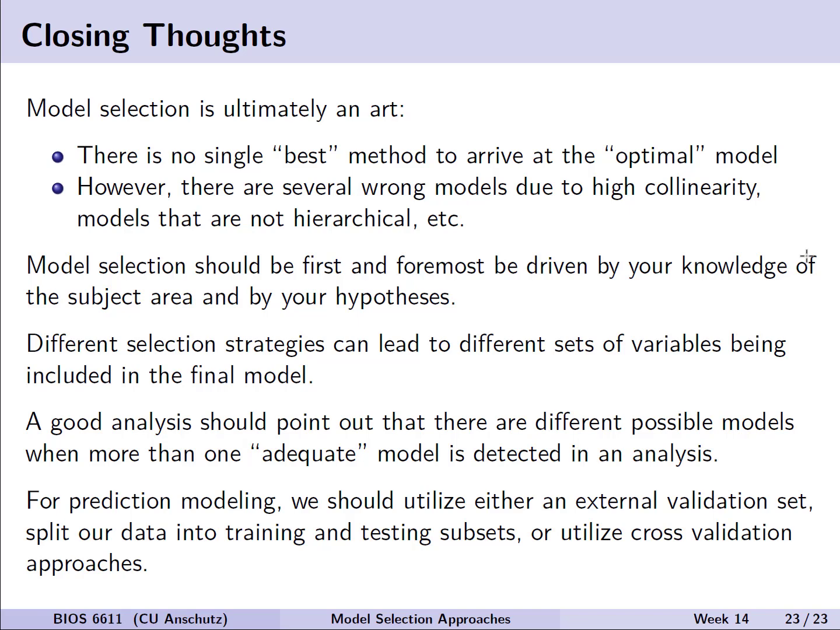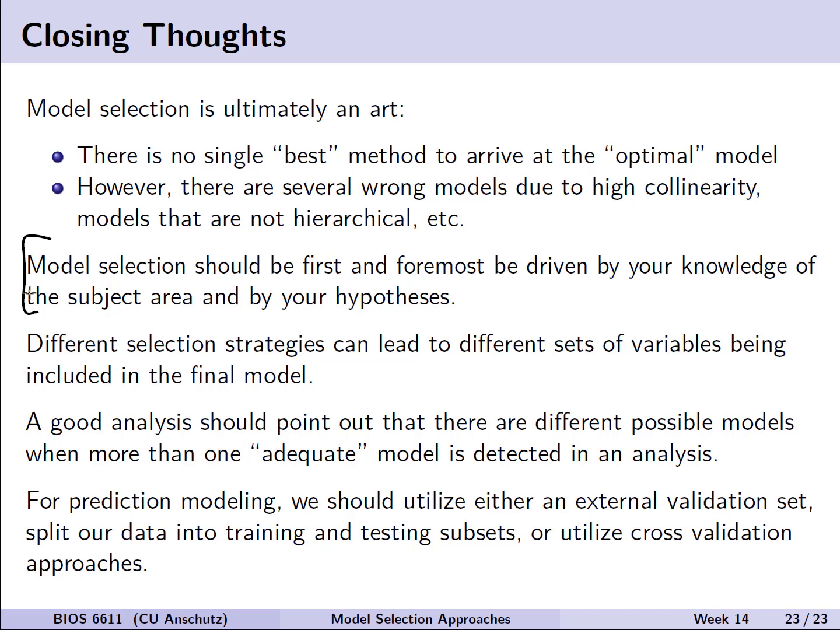A few closing thoughts here about model selection. Model selection is ultimately an art. There is no single best method to arrive at what we might consider an optimal model. However, we can note there are several wrong models or approaches due to issues such as high collinearity between variables, or if we have models that lose their hierarchical status, because that again leads to estimates that don't necessarily do what we want.